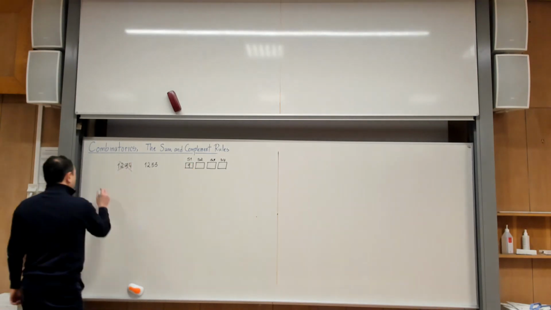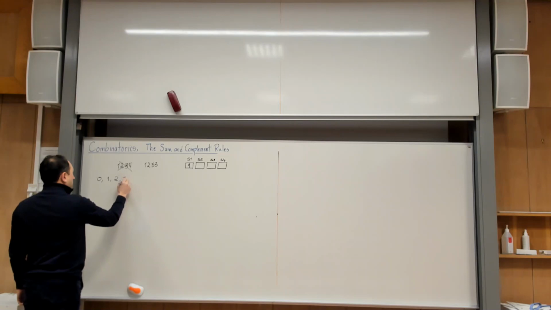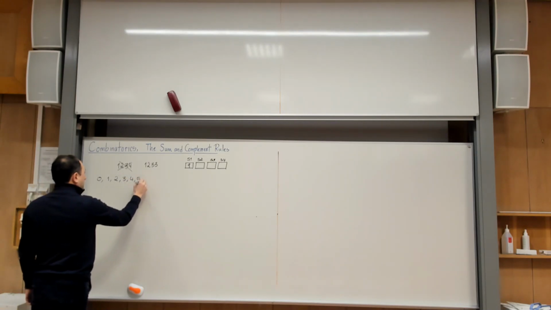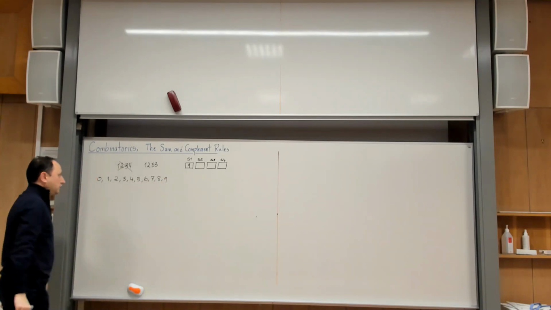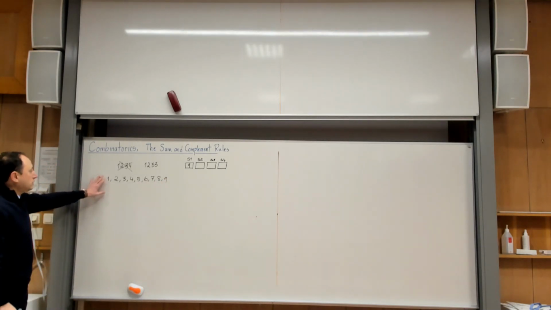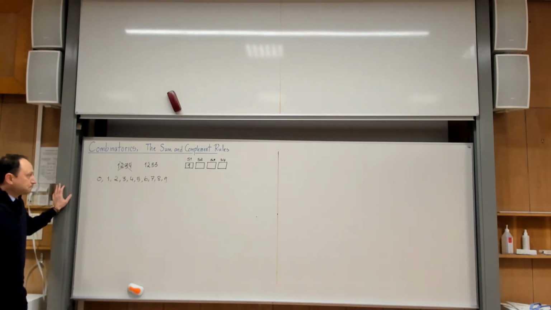And if you don't mind, let me just write the digits in front of you. So 1, 2, 3, 4, 5, 6, 7, 8, and 9. These are the only options available. Except this one, I can choose whatever I like. So there are 9 options there.